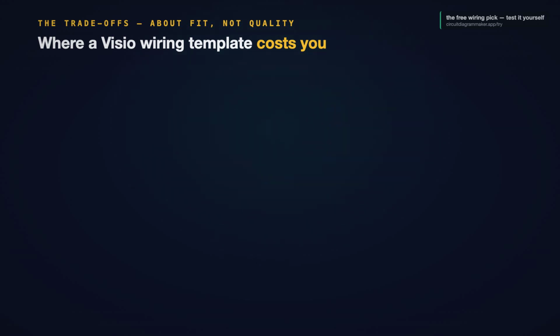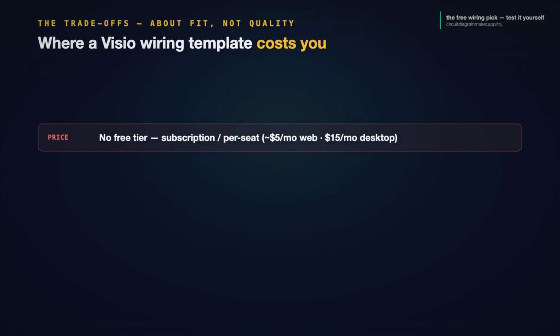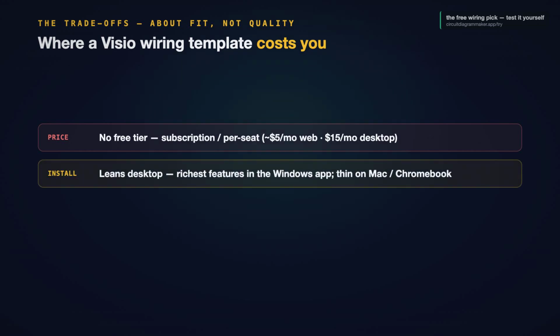Now the trade-offs, and these are about fit, not quality. First, price. There is no free tier. Visio is a subscription or a per-seat license. At the time of filming, roughly $5 a month for the limited web plan, $15 for the full desktop app, on top of your Microsoft 365. Easy on a company license. Harder to justify for one wiring project at home.